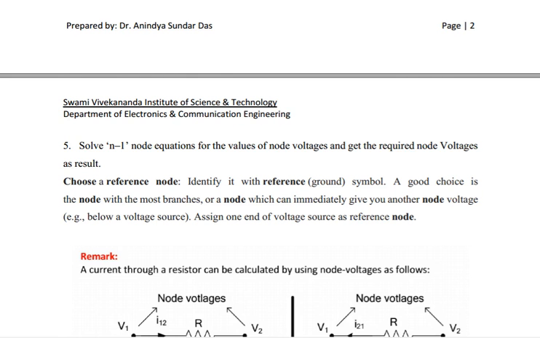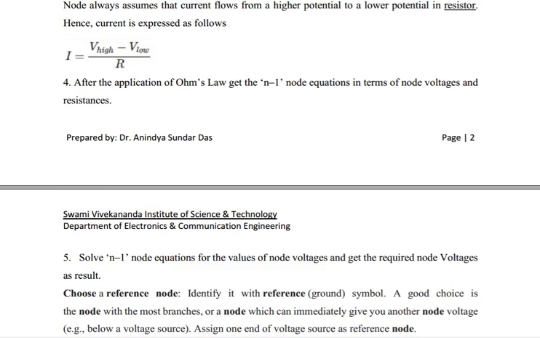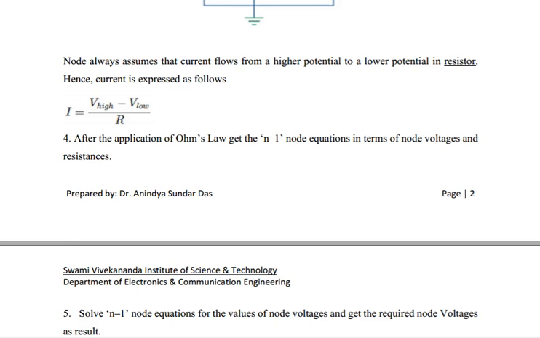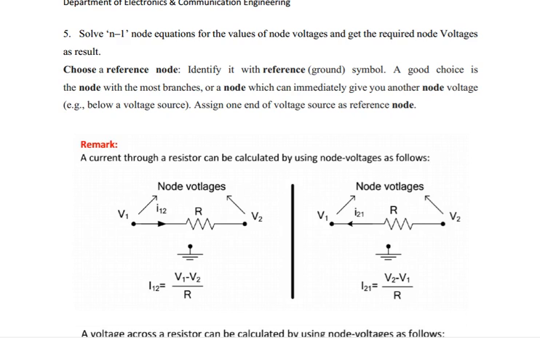Now how can we choose a reference node? From this circuit I cannot tell you that point, but just remember that you should always try to identify the reference node or ground point where most of the branches are connected together, or assign one end of the voltage source as the reference node.